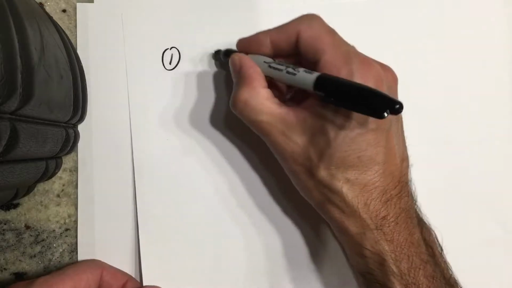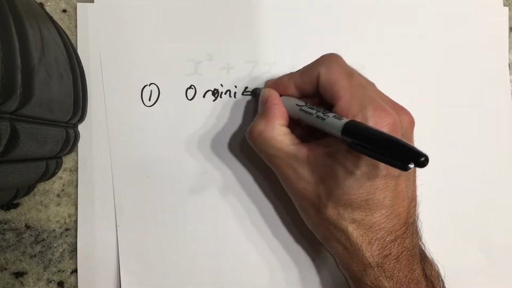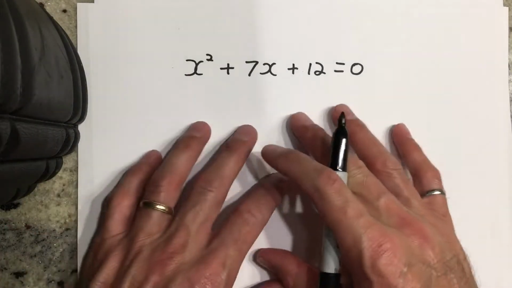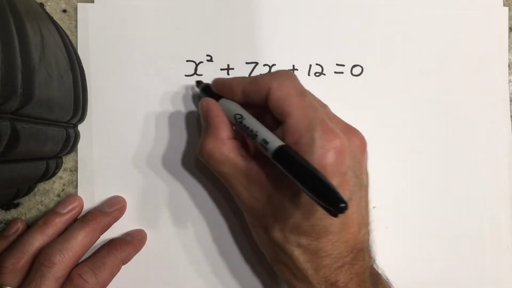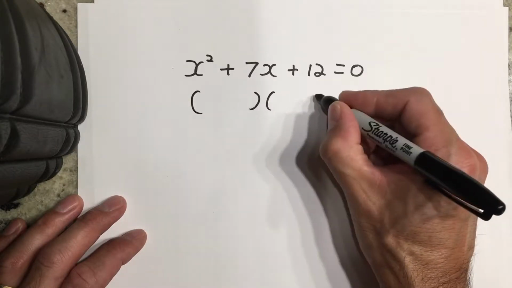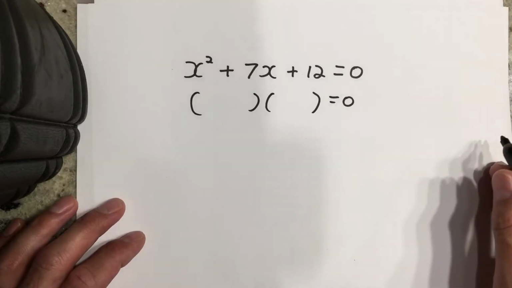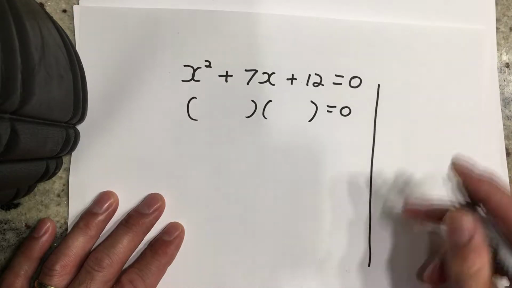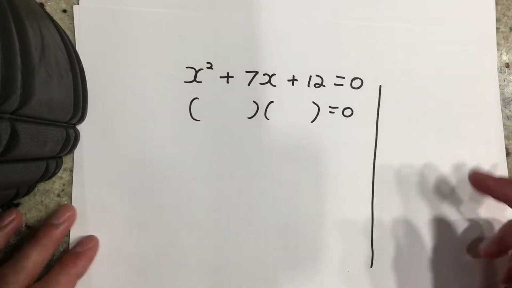Step 1, organize. To get organized, I'm going to make sure I've got lots of space here. Beneath my quadratic, I'm going to put in 2 brackets with plenty of space in there, multiplied by each other, and make that equal to 0. I'm also going to draw a line, and this is going to give me some space for my rough work to figure out the factors.